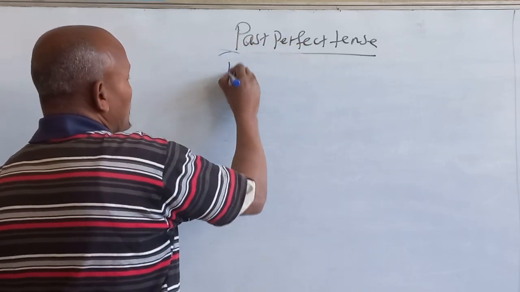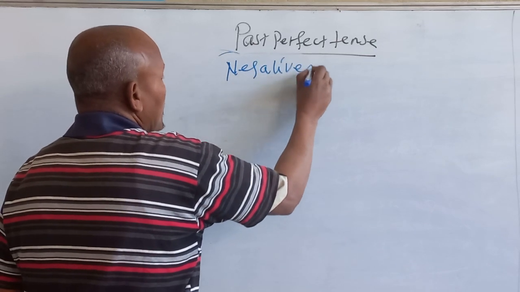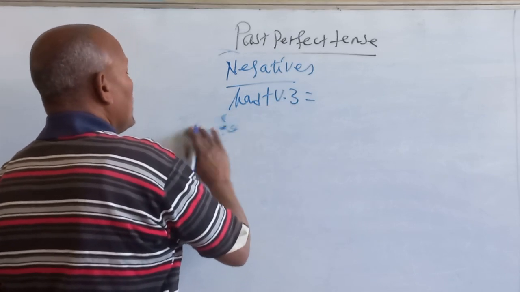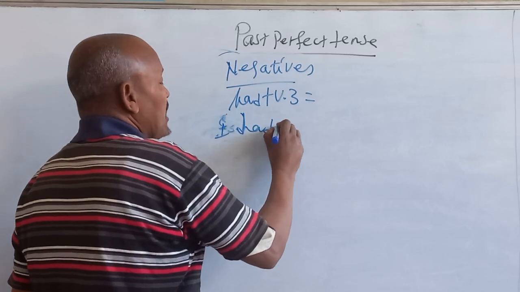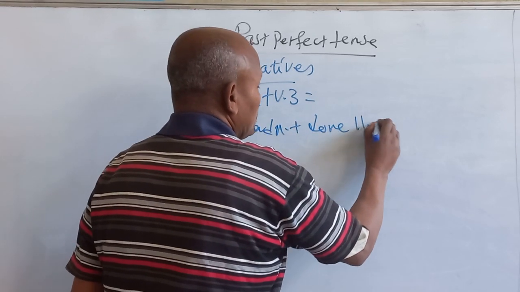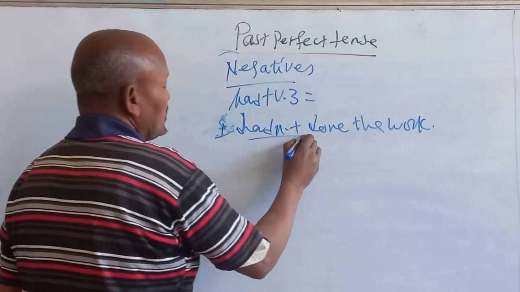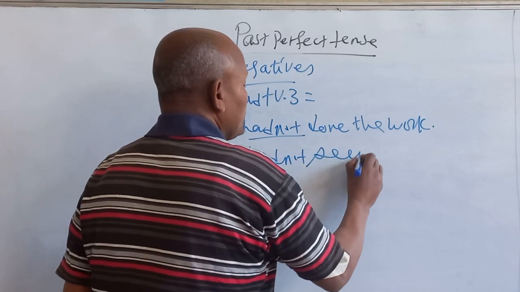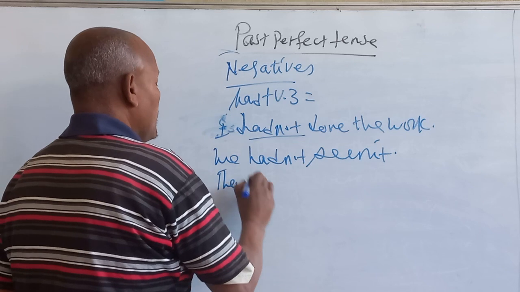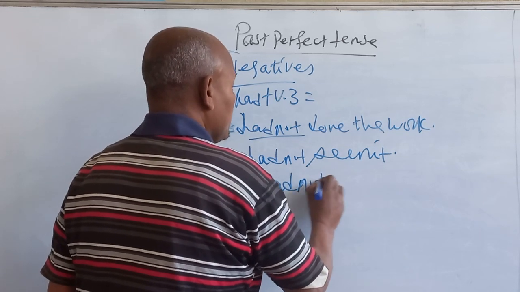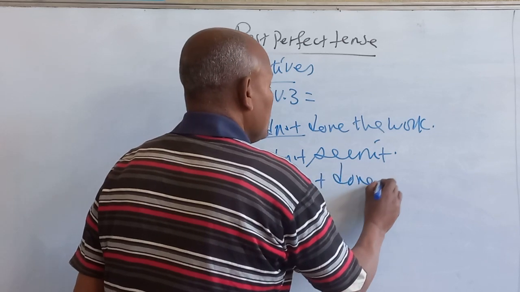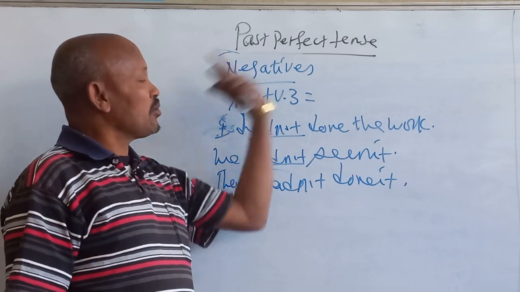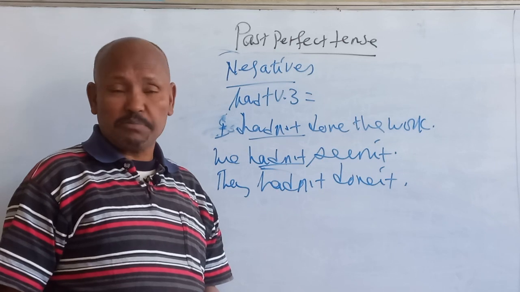negatives. Let's use negatives, for example: had plus verb 3. For example, I hadn't done the work. Here, we only add the negative marker. Or we hadn't seen it. Or they hadn't. Yes, they hadn't done it. So what we do is keep adding the negative form to had, and the sentence changes to a negative sentence.